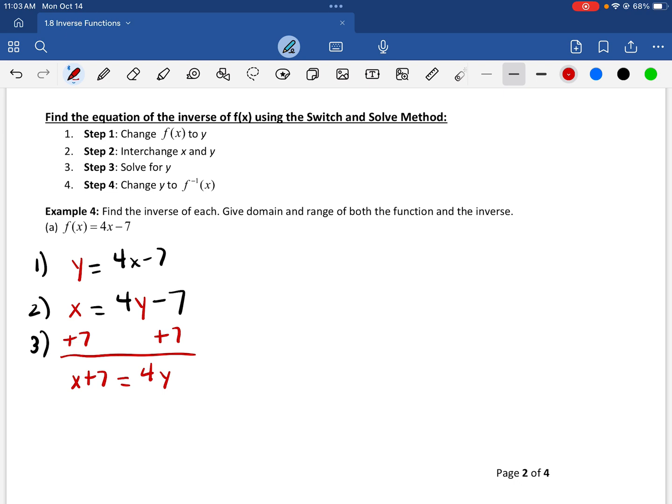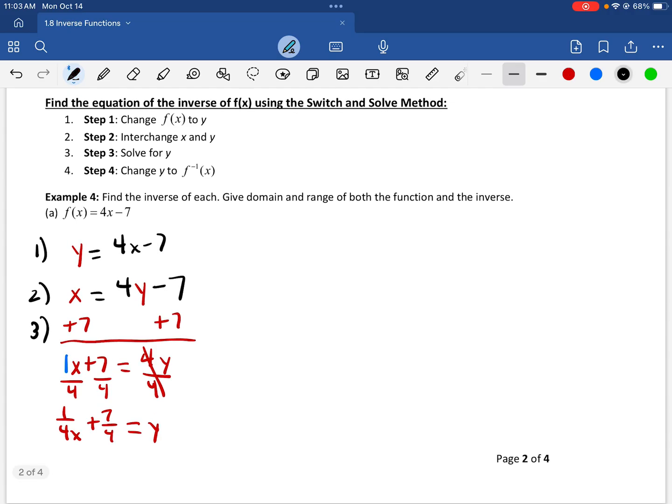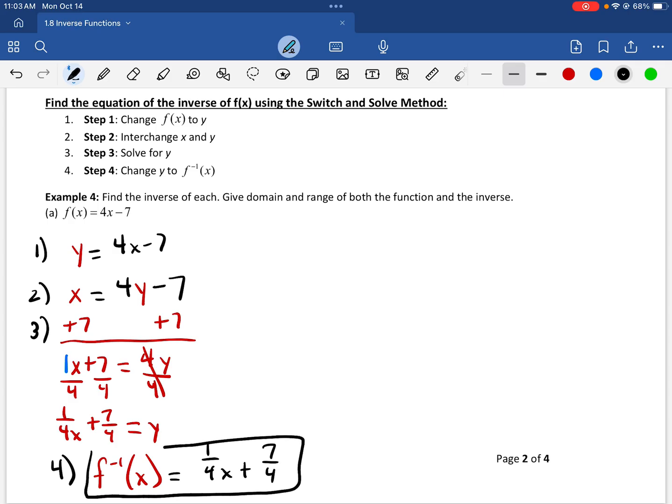And then divide everything by 4. And this is like a 1 in front of that x. So that's going to be 1/4 x plus 7/4. And then lastly, step 4 said to replace the y with f^-1(x). So f^-1(x) is equal to 1/4 x plus 7/4. So there's our inverse, 1/4 x plus 7/4.